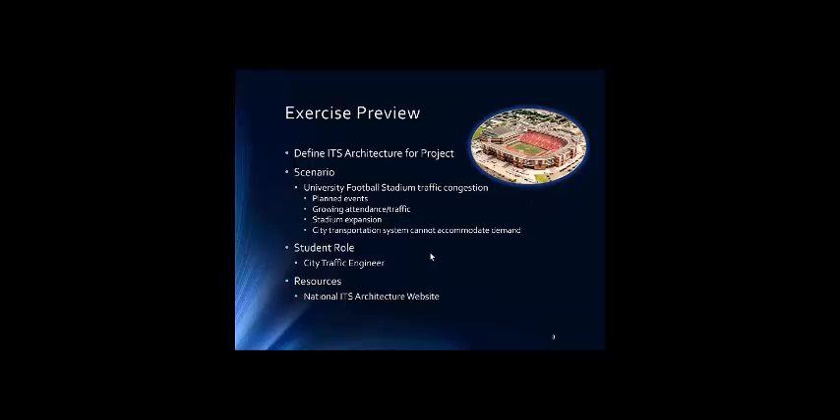So the exercise you're looking at is actually going to be kind of a college town type of exercise, where the idea is that you're working with the ITS architecture to create a system to support movement of traffic during major events, in this case at a University Football Stadium. This is something that certainly is an issue here in Charlottesville for football games, basketball games, and major events in the university's facilities. You're going to play the role of a city traffic engineer.